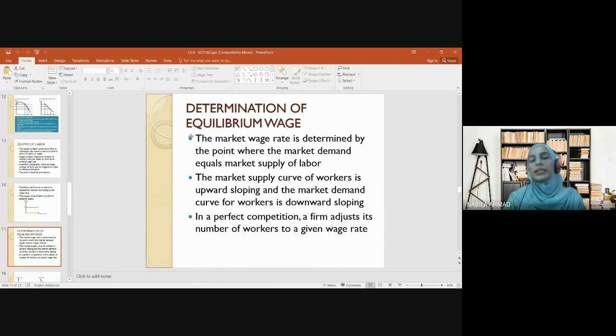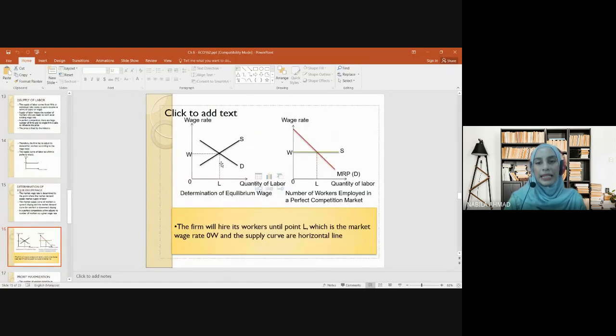Now kita nak determine equilibrium of wages. So the market wage rate is determined by the point where the market demand equals market supply of labour. The market supply curve of worker is upward sloping and the market demand curve for worker is downward sloping. Okay, kalau biasa, market supply and demand for labour adalah upward sloping for supply, demand adalah downward sloping. So this is the wage and this is the labour.